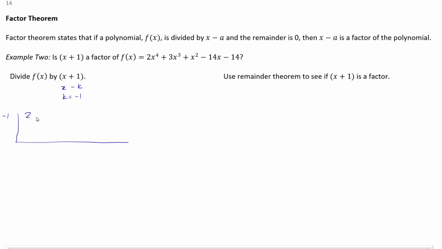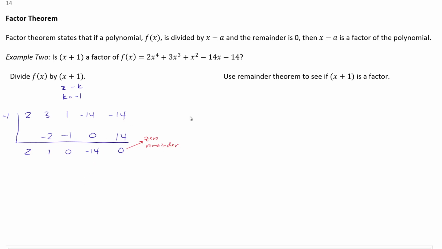And so I'll set up 2, 3, 1, 0, -14 and -14. So bring my 2 down, multiply by -1, I get -2. And then I get 1 right there, and then 1 times -1 is -1, and so this becomes 0. And then 0 times -1 is still 0, so I get -14, and then -14 times -1 is equal to +14, and I get 0. So as we can see, the remainder is 0.